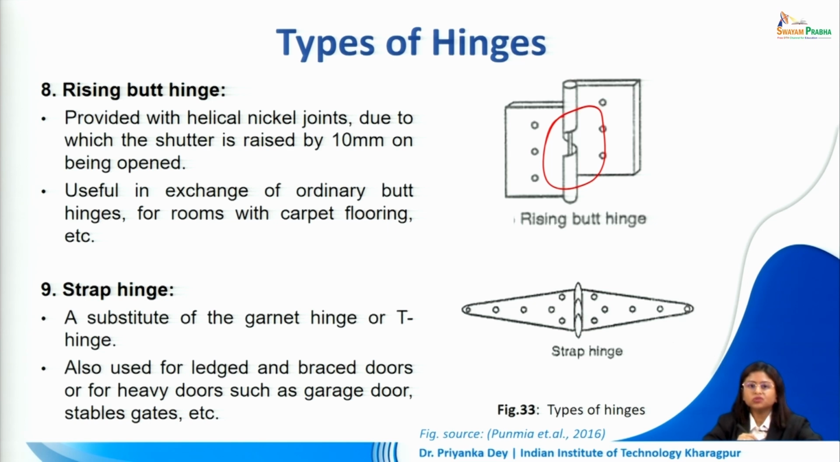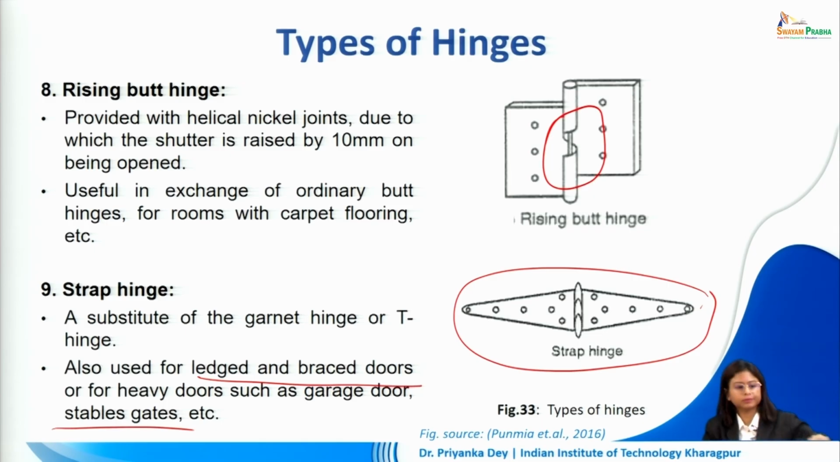The strap hinge is a substitute of the garnet hinge or T hinge, and it is also used in the case of ledged and braced doors or for heavy doors such as garage doors, stable doors, etc. So, this is what the strap hinge looks like.